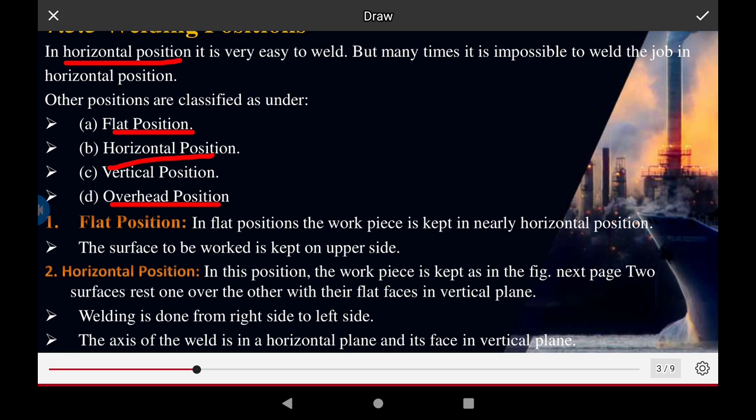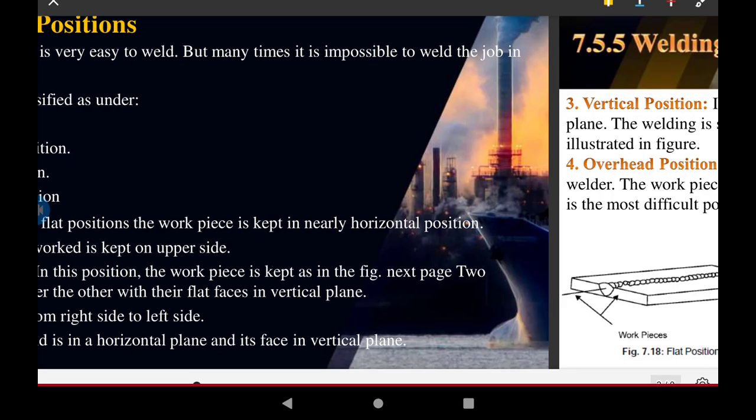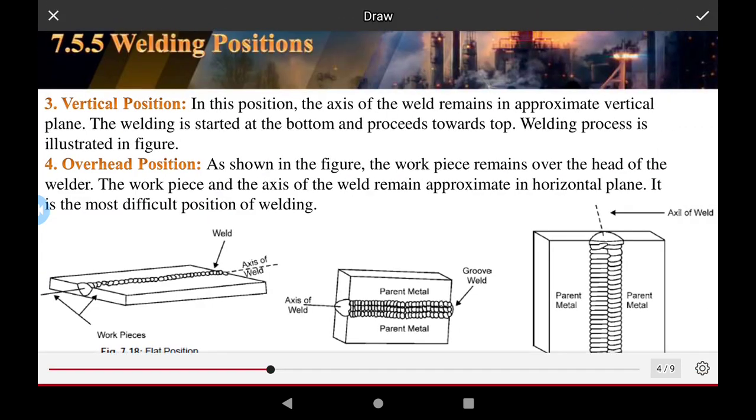I will explain in detail, one by one, starting with the flat position. In the flat position, the workpiece is kept in a nearly horizontal position, and the surface to be welded is kept on the upper side. This is the flat position of welding. This is the workpiece and this is the parent material, and this is the weld in the middle of the flat plate, and this is the welded area of the plate. This is the axis of the weld line. This is the workpiece in the flat position.